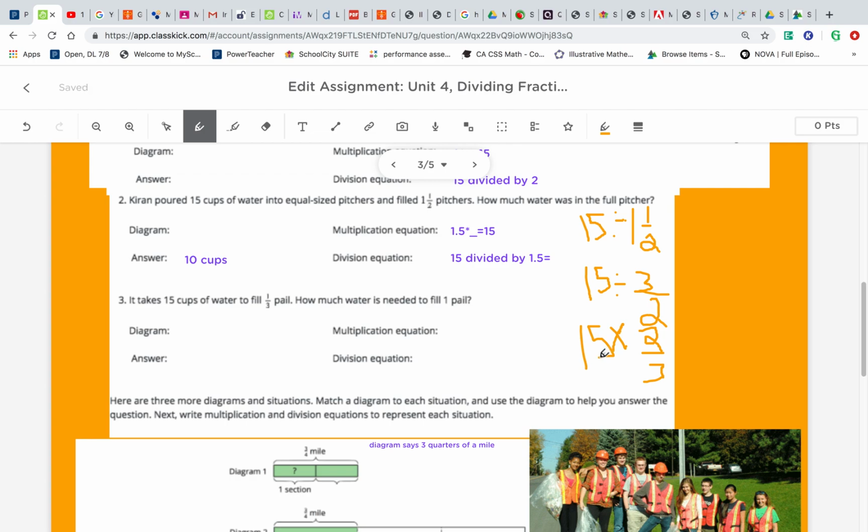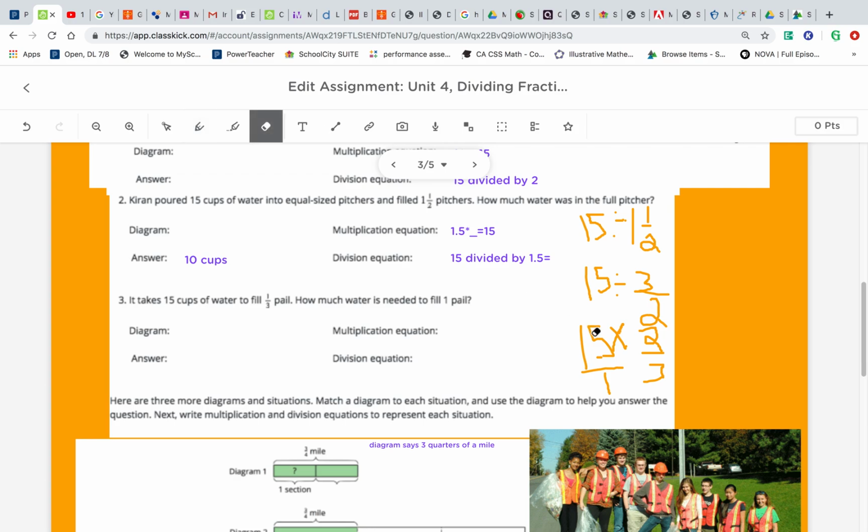Okay, and then since we're multiplying a whole number times a fraction, we can make the whole number into a fraction by putting it over 1. And so you would have 15 times 2 is 30, 1 times 3 is 3, and you'd have 30 divided by 3, and 30 divided by 3, well, we got 10 cups already, so we kind of could guess that it's 10. All right, so that's how it would work if you didn't want to use the diagram.